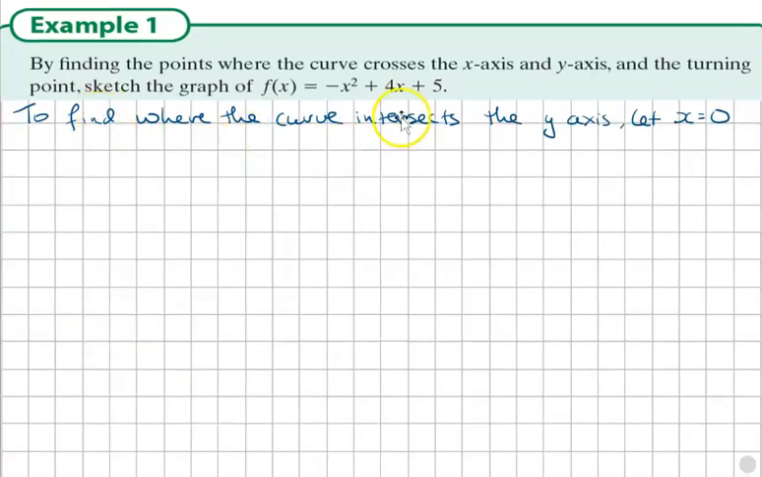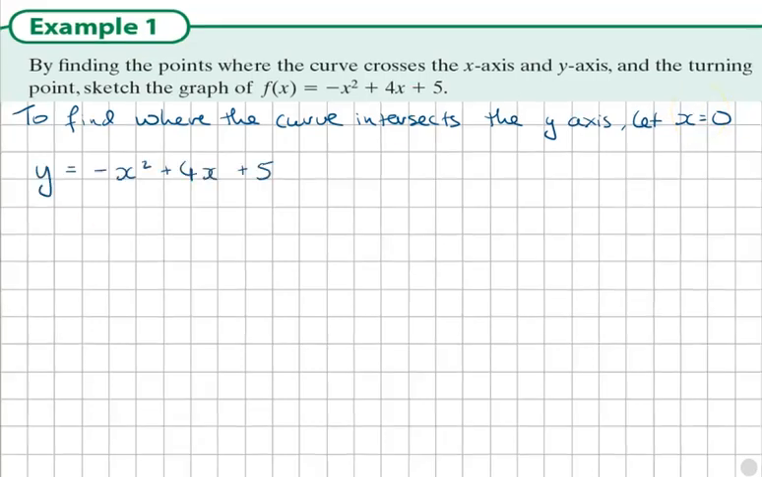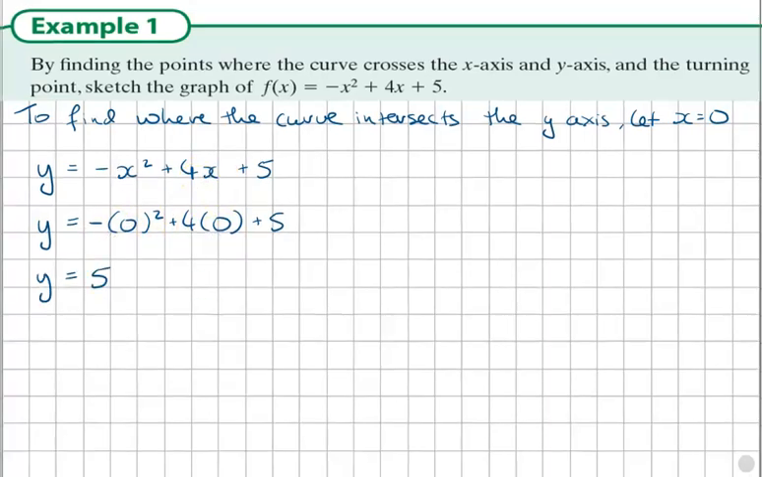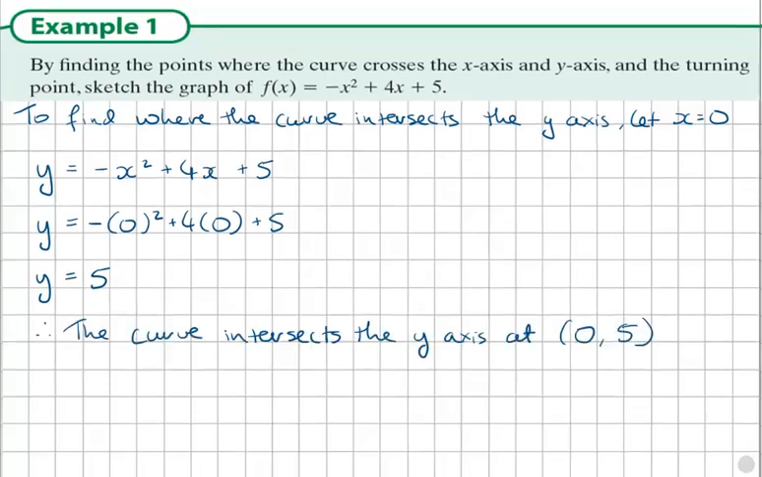To find where the curve intersects the y-axis, we let x equal to 0. So we have y is equal to minus x squared plus 4x plus 5. Again, that was given in the question. So we swap each of the x's for zeros with brackets, and we end up with y is equal to 5. Therefore, the curve intersects the y-axis at 0, 5. So if x is 0, then y is 5. So 0, 5.